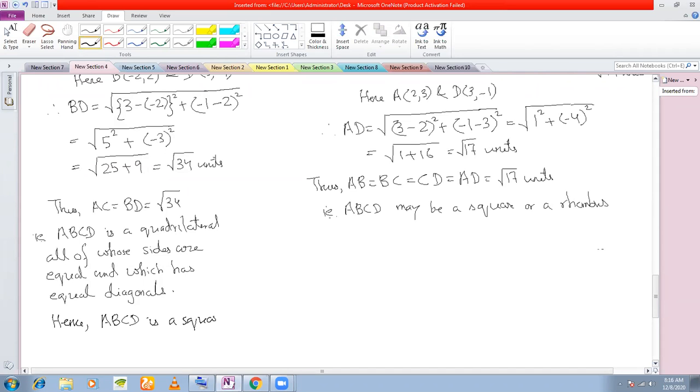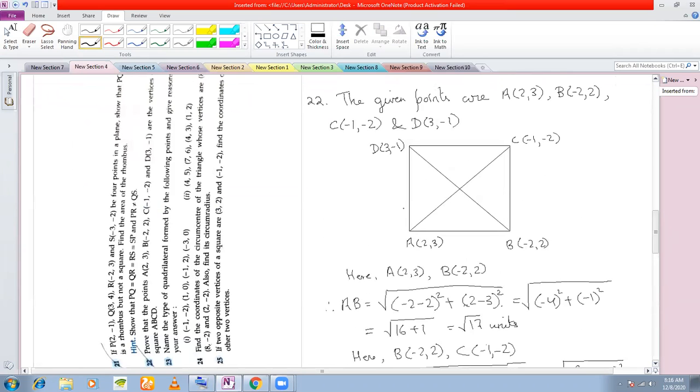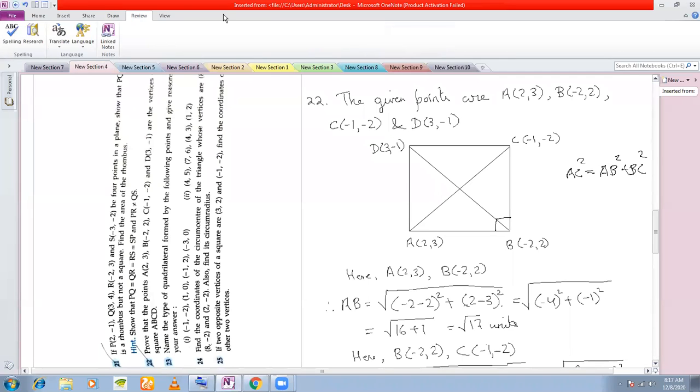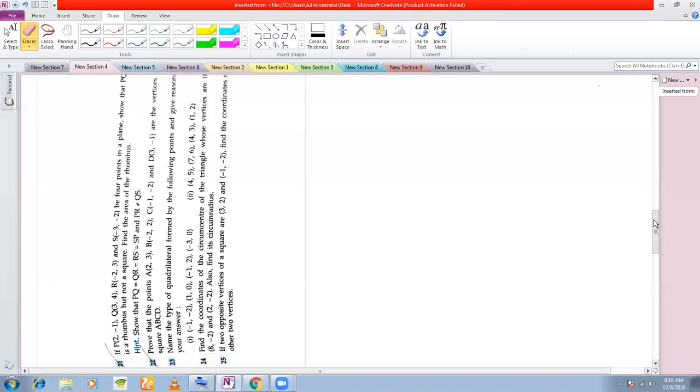You can do it the other way around also, as I showed you. That is, you can show that AC square is equal to AB square plus BC square. You can show this, conclude that this angle is 90 degrees, and also you can say it is a square. Okay, that is also another way of doing it. So that is this problem. Now let us move on to the next problem, 23 part 2. Look at 23 part 2.